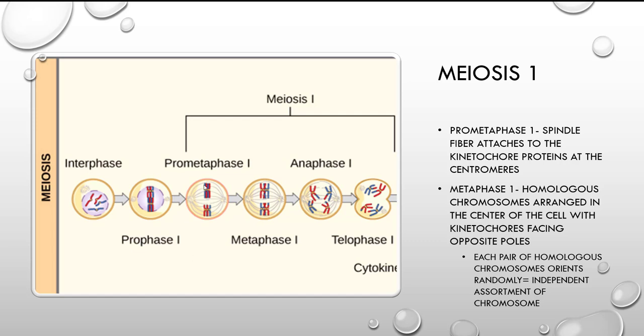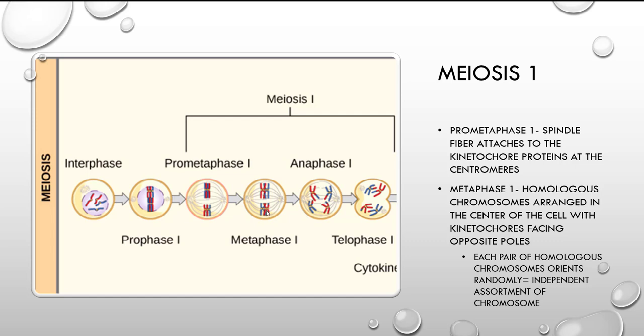The only real difference is that the homologous chromosomes are still hanging out together. In metaphase part 1, the spindle fibers are pushing and pulling the chromosomes until they're lined up in the middle.